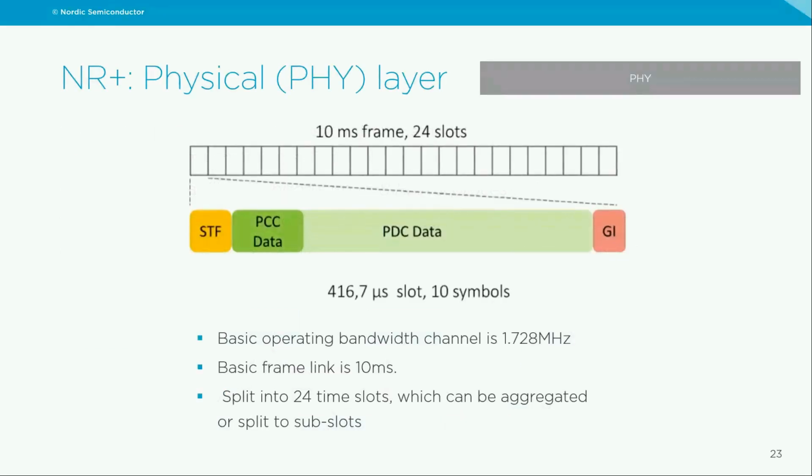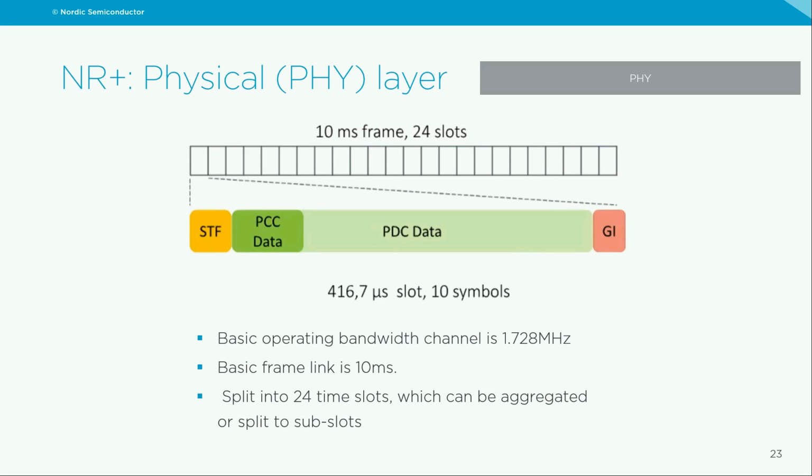And here you can see the basic operation bandwidth channel is 1.728 megahertz, and the data packets are sent in these 10 millisecond frames, which are divided into 24 slots. These 24 time slots can also be aggregated or split into sub-slots. And for one of these slots, you have 10 symbols. The first symbol is the STF, which is the synchronization training field. And this is basically where we have the transmission synchronization. So there's no extra synchronization needed here.